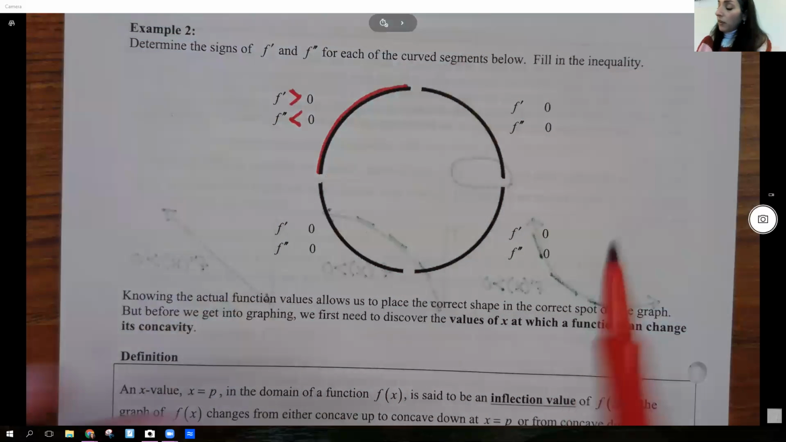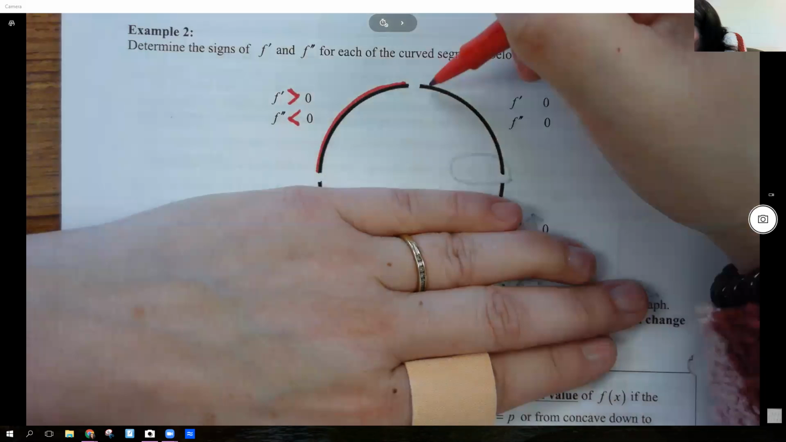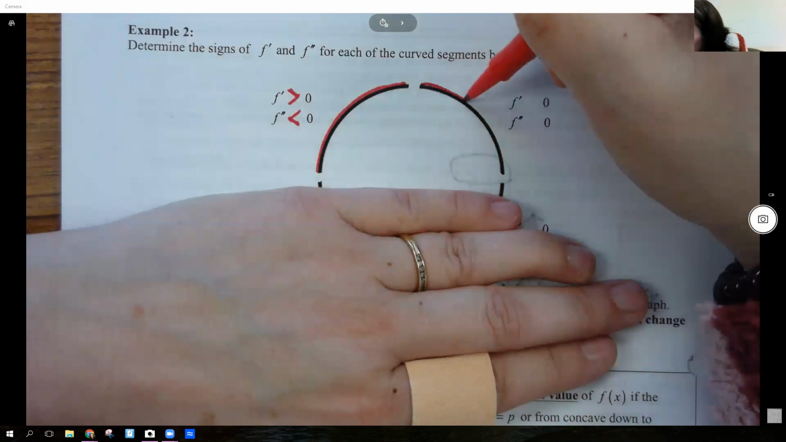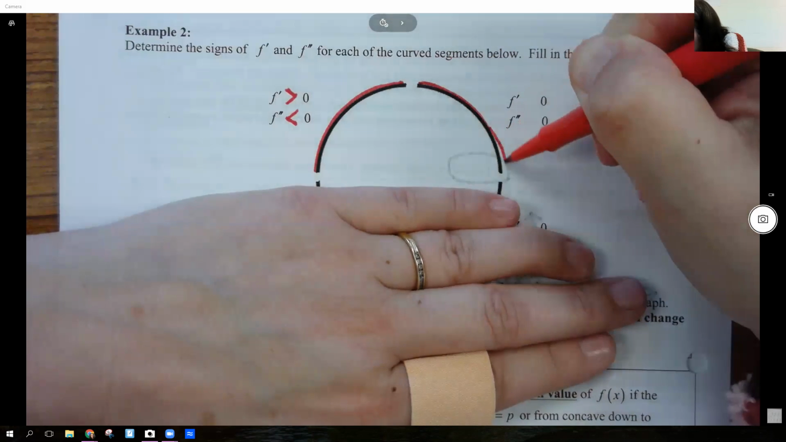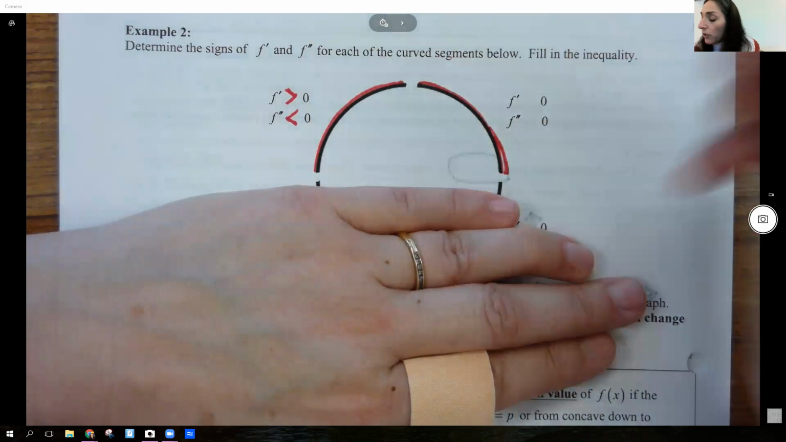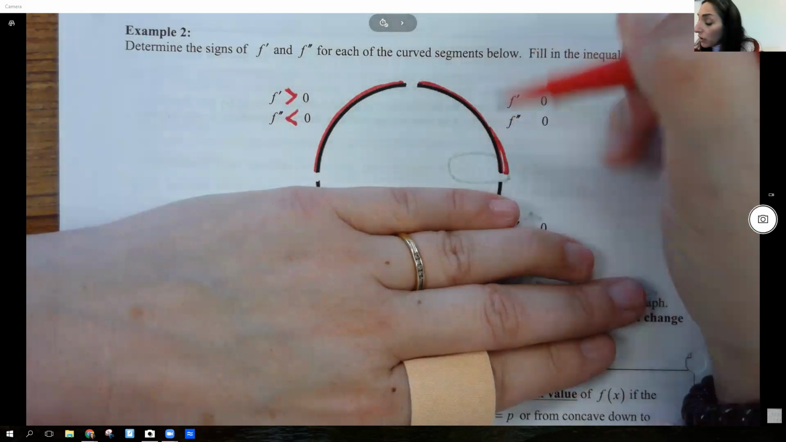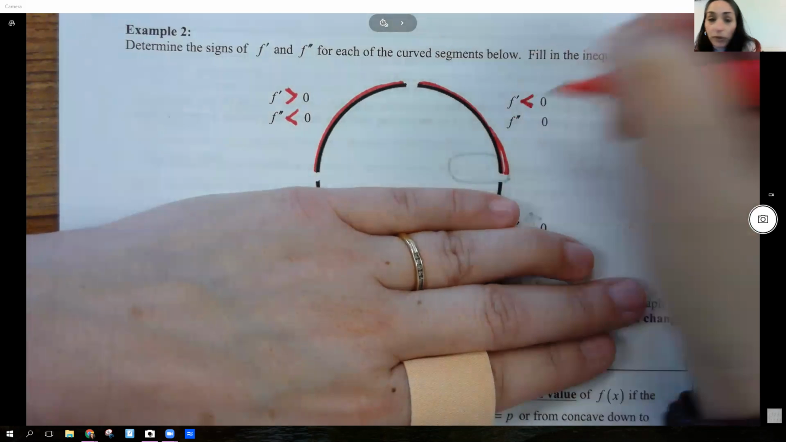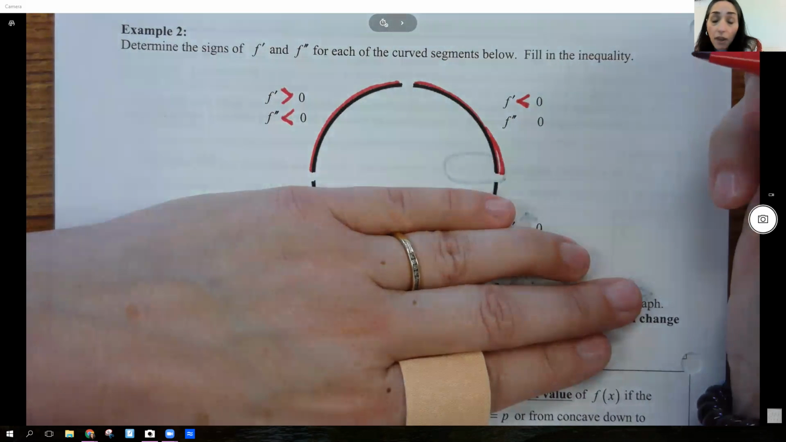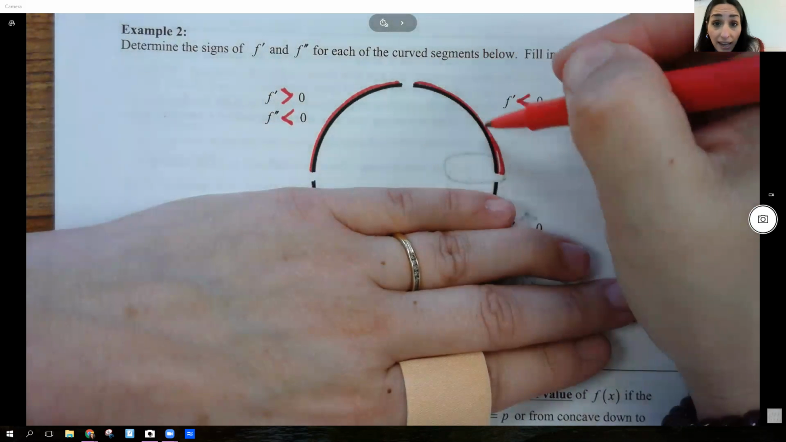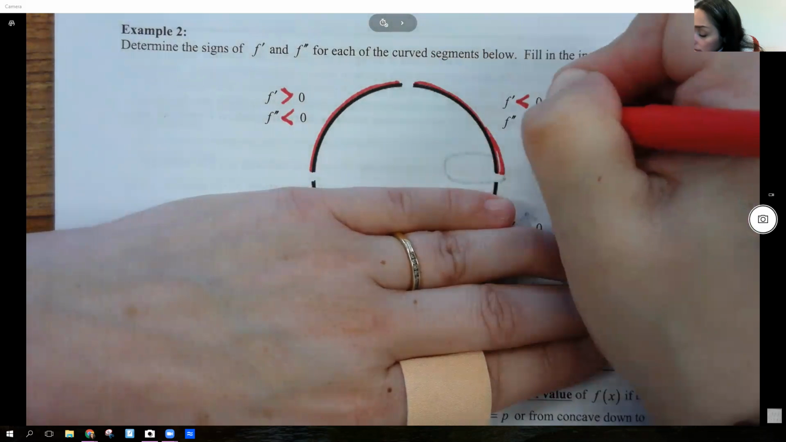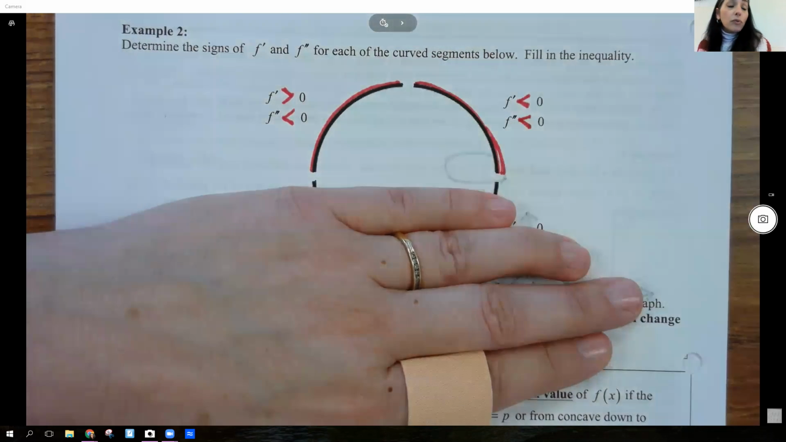All right, now the other half over here. So this curve, if you had this piece of the curve, well here, the slope of the curve is negative. So the first derivative would be negative. We're also concave down here. So the second derivative would also be negative, okay?